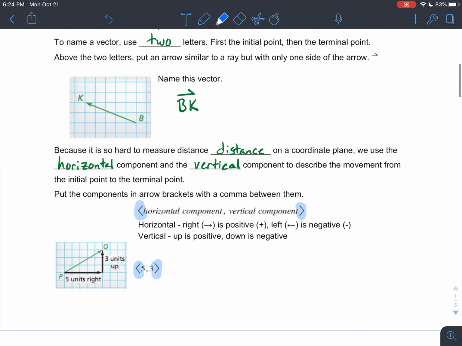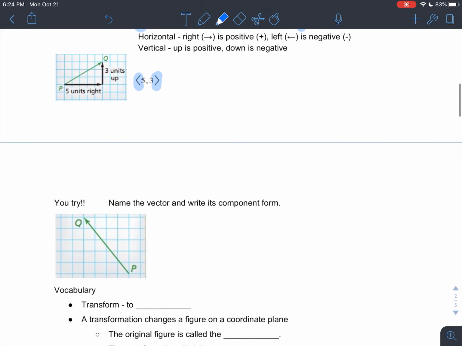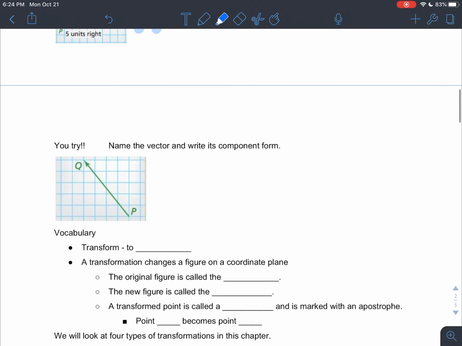All right, let me make it smaller, make sure everyone's got everything caught up. Flip on over when you're ready. All right, and go ahead and do the Try. I'm going to give you about 1 minute to name the vector and write its component form. So 60 seconds.